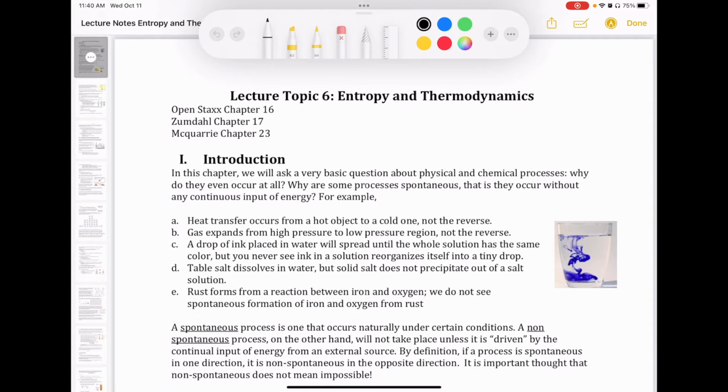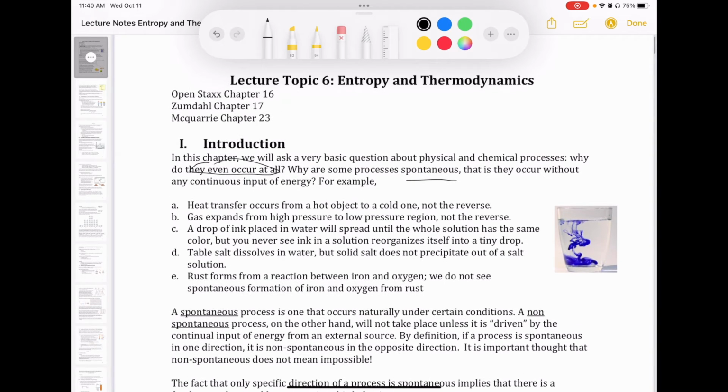Okay, so we're going to start a new lecture topic now, and this is a chapter where we're going to ask a really basic question about physical chemical processes, and this is the question of why do they even happen at all, and can we predict something's going to happen or not? That's really the main question here, and how do we know whether a process is spontaneous or not?